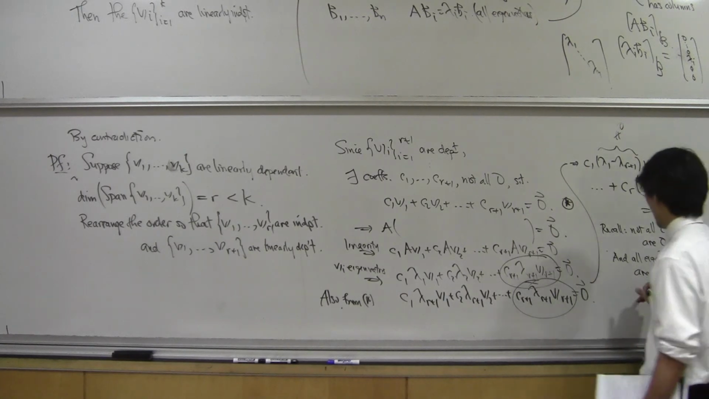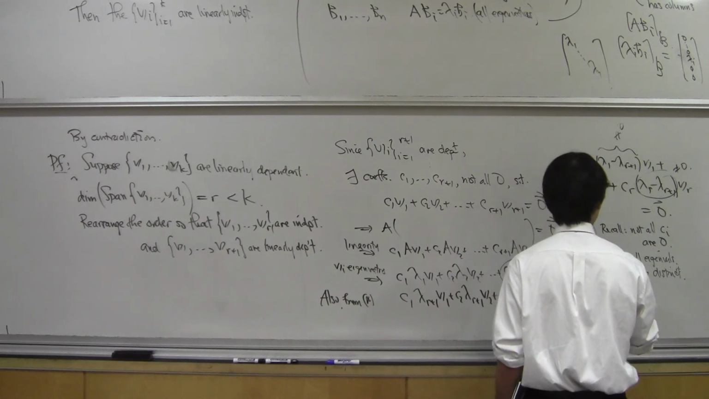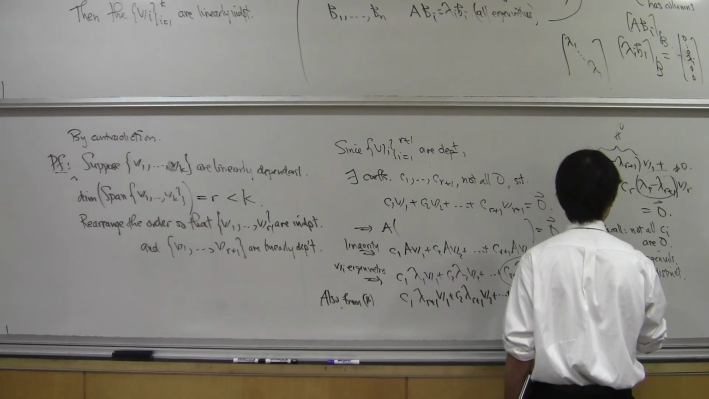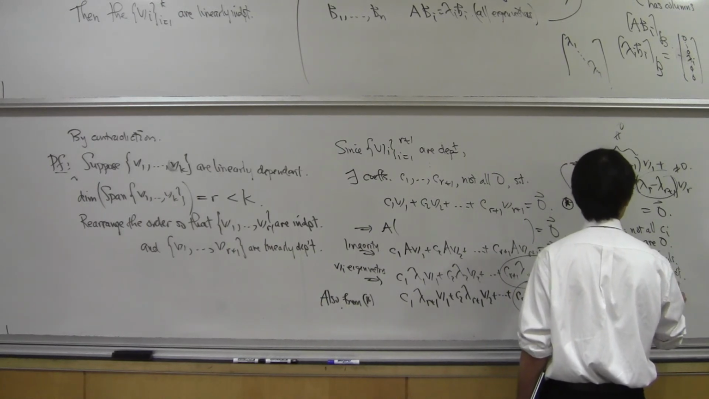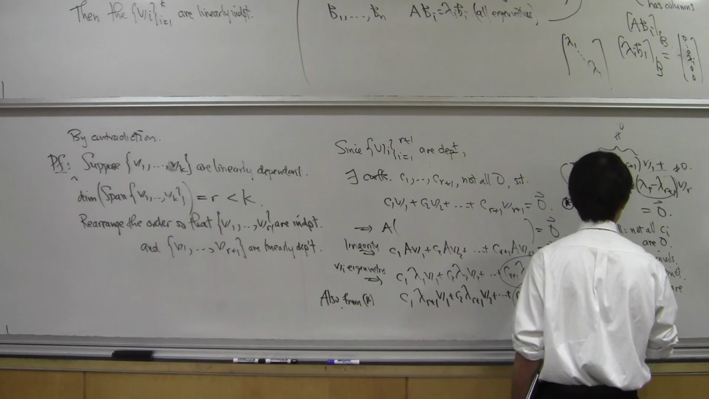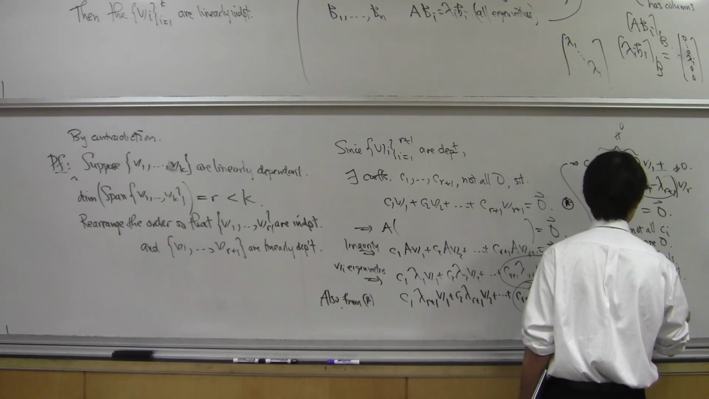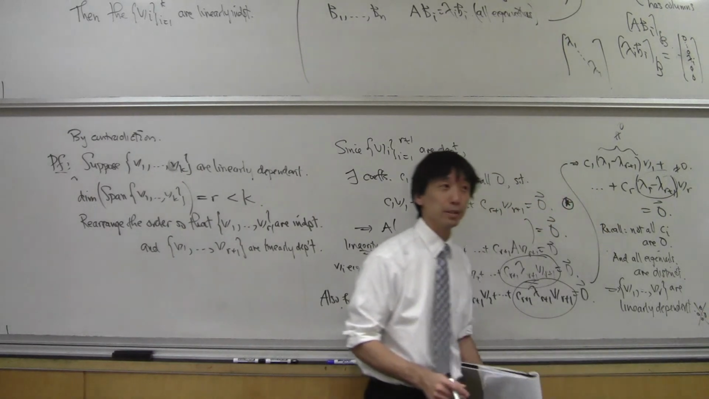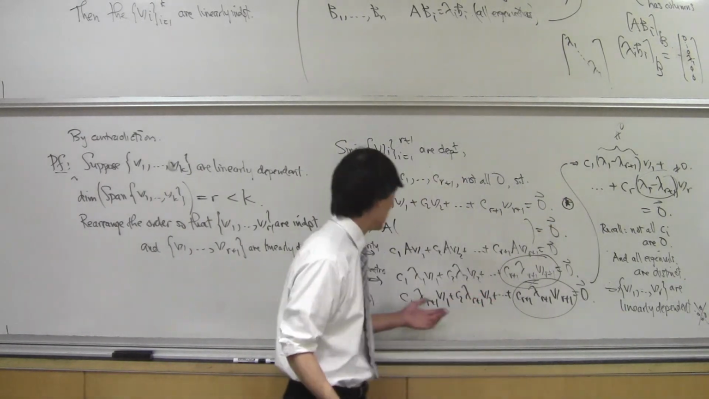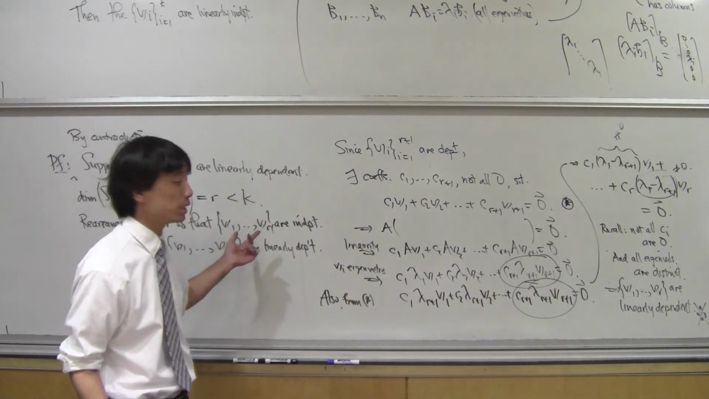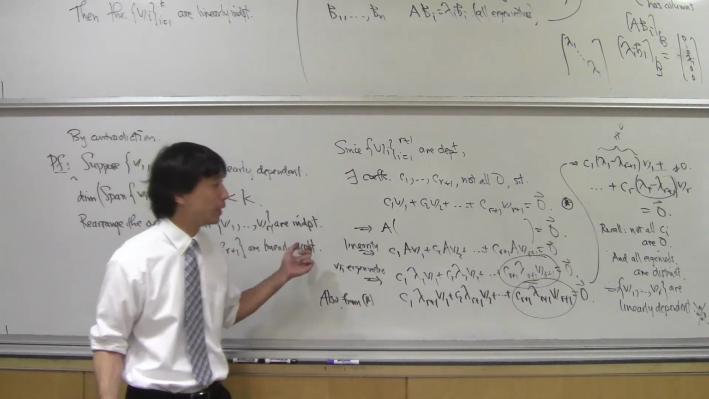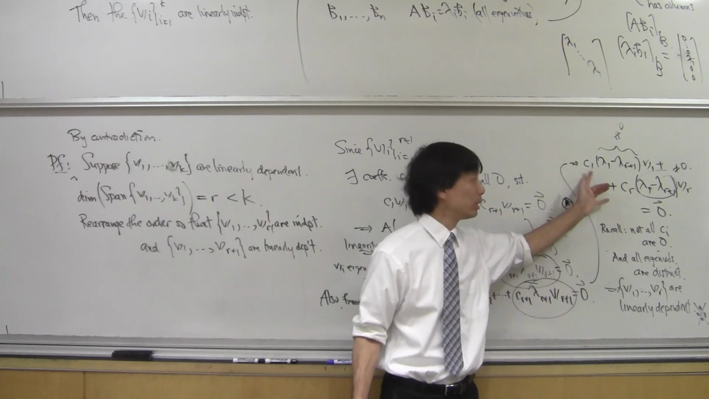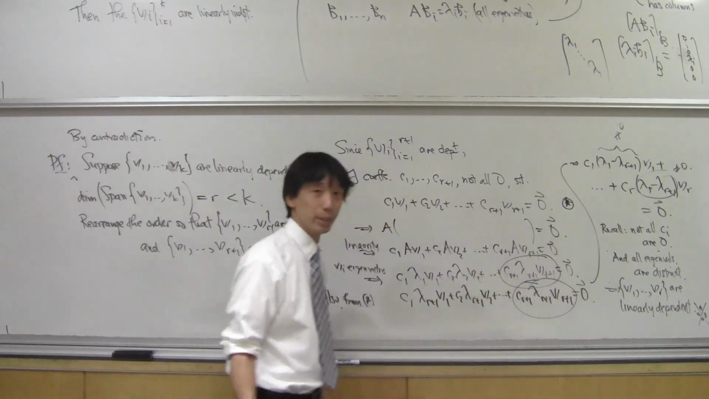So we see that V1 through Vr are linearly dependent. And that gives us a contradiction, because V1 through Vr were supposed to be linearly independent, but we were able to make a non-trivial linear combination of them yielding the 0 vector, which means that they're dependent. So contradiction.